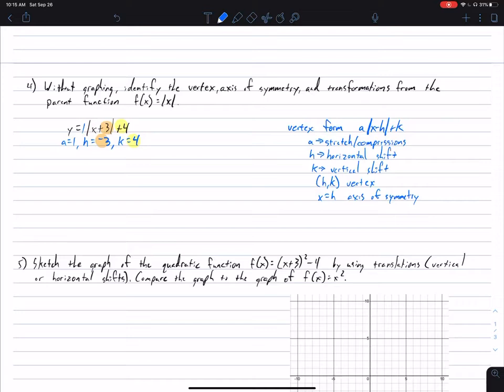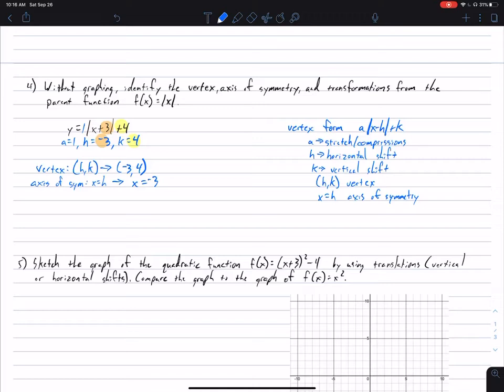So they want us to identify the vertex, so let's start with that. My vertex is h, k. So that tells me that my vertex is going to be negative 3, 4. My axis of symmetry is x equals h. So for this problem, that's going to be x equals negative 3.